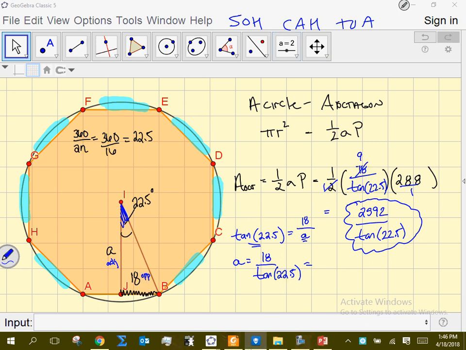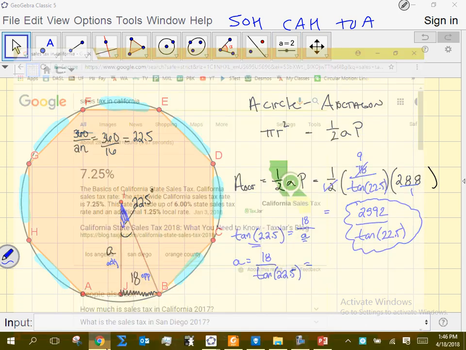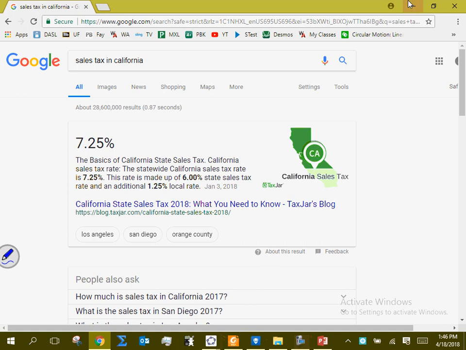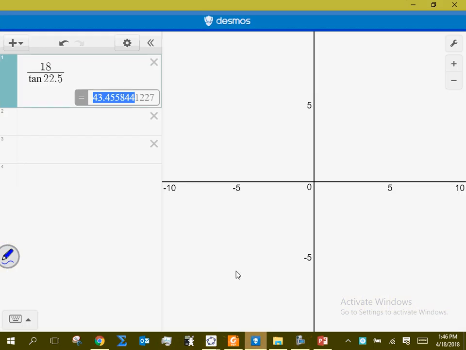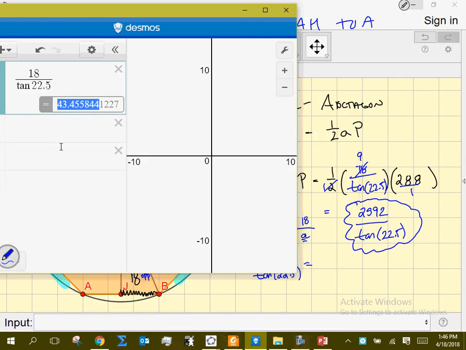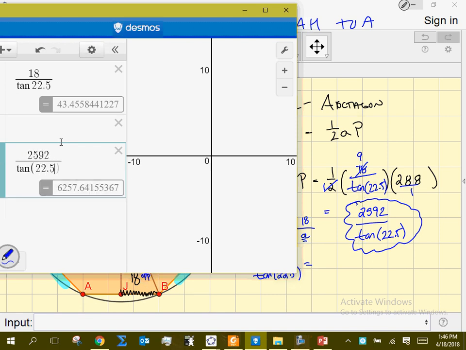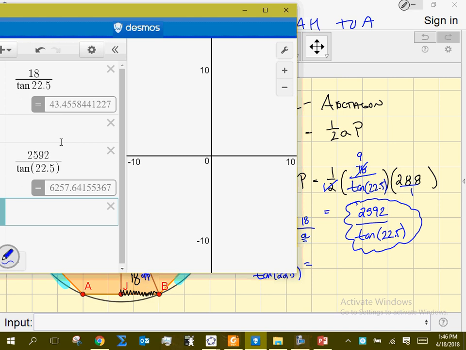Okay, now let's compare that to if I write 2592 divided by tangent of 22.5, it's that area there, right? We don't have that yet. We don't have the circle yet.